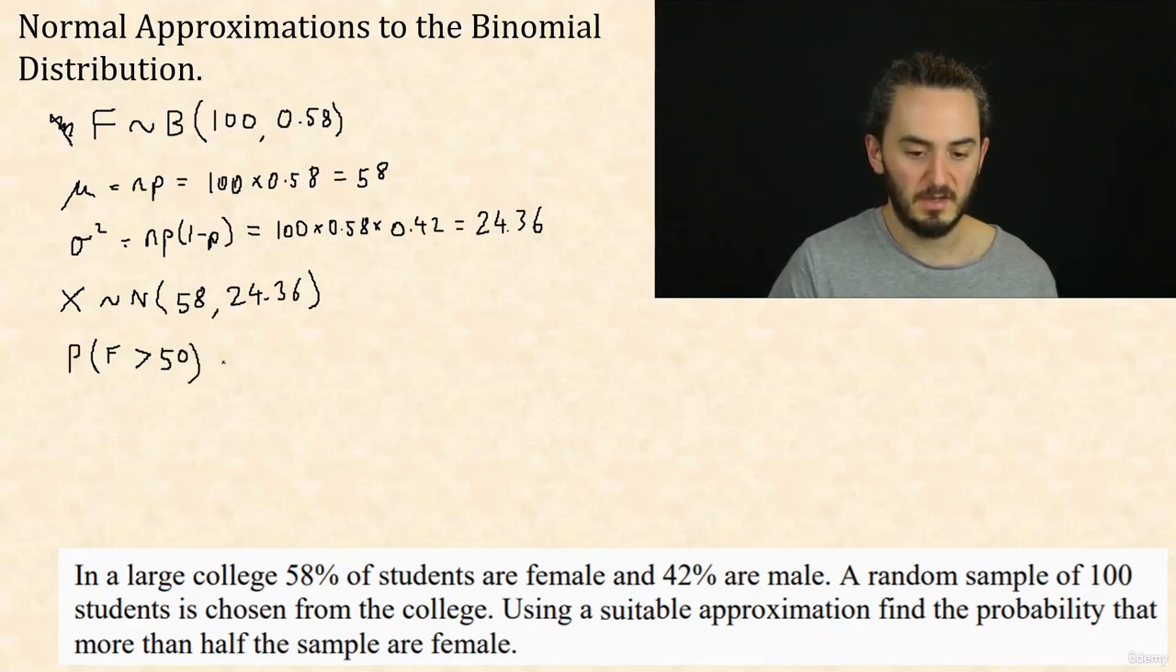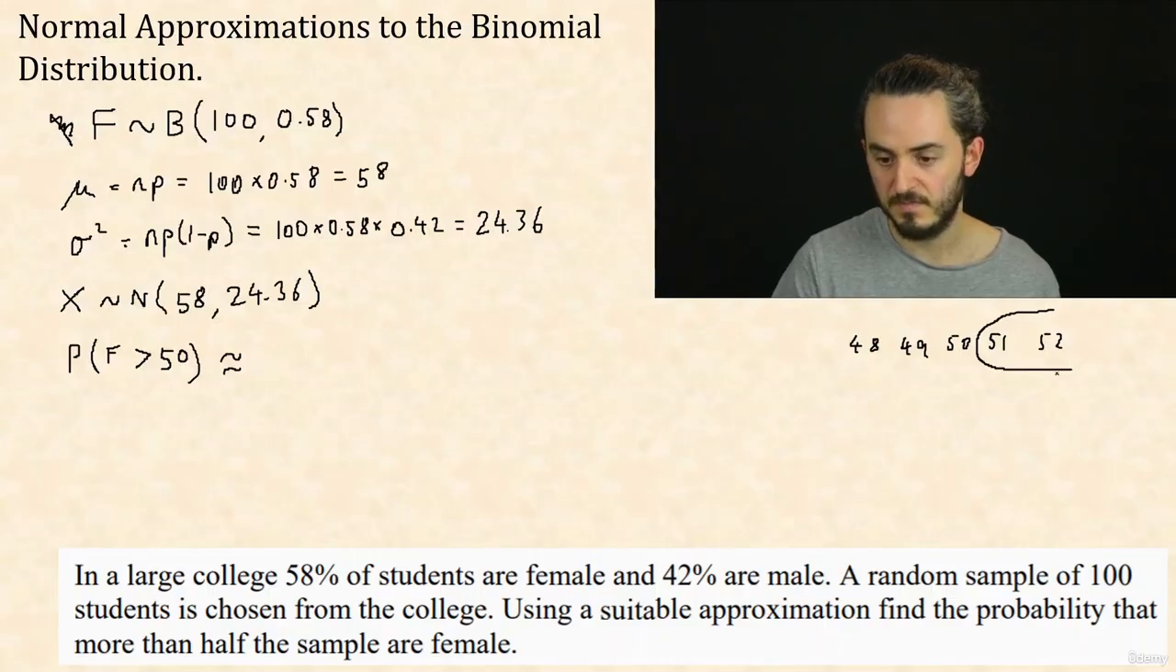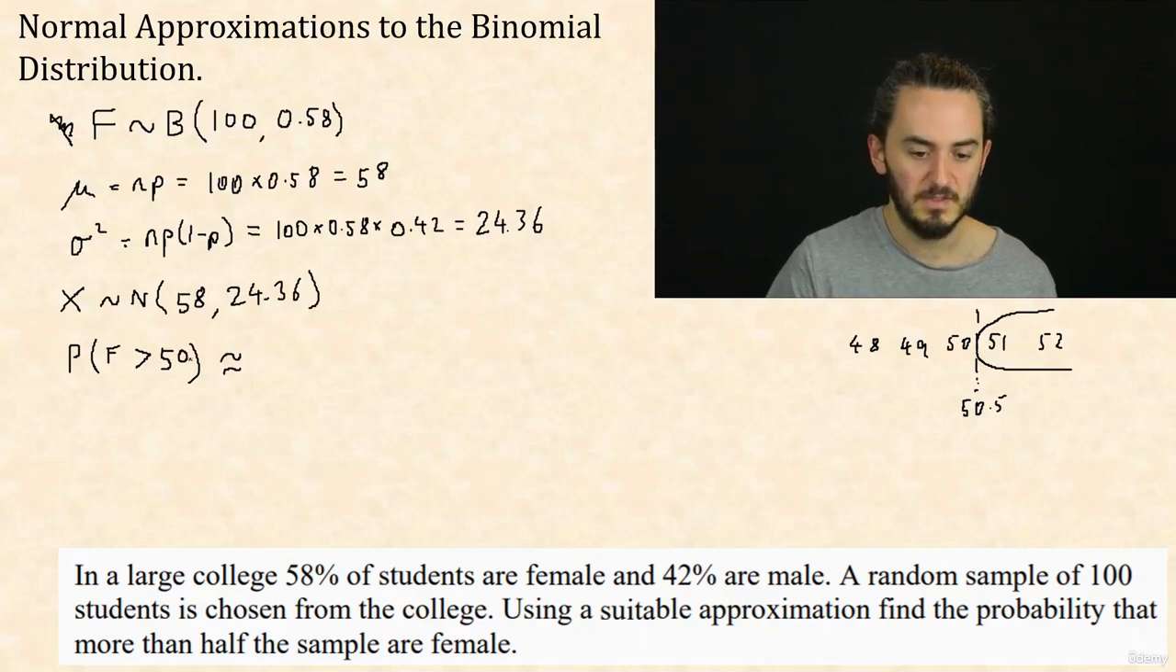So can we approximate that using normal? Sure, we can. We just need to think, if it's more than 50, well, I'll write out a few numbers here. So 48, 49, 50, 51, 52. If it's more than 50, then it's any one of these. So where have I cut through? I've cut through at 50.5. So when I do my continuity correction, it's 50.5, which is the key value, not 50. So this is approximately the same as the probability that X, my normal approximation, is greater than 50.5.